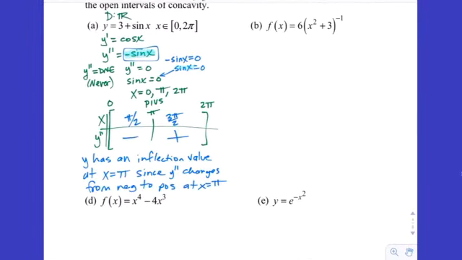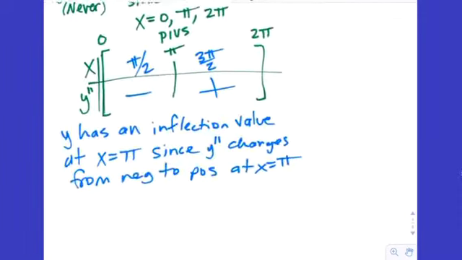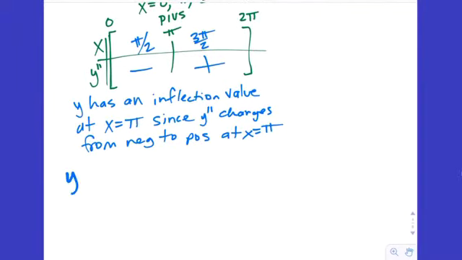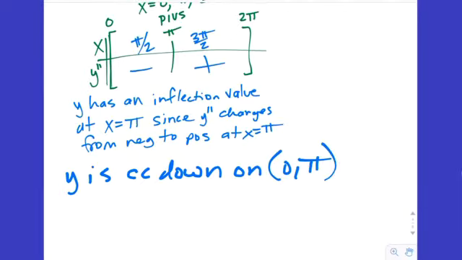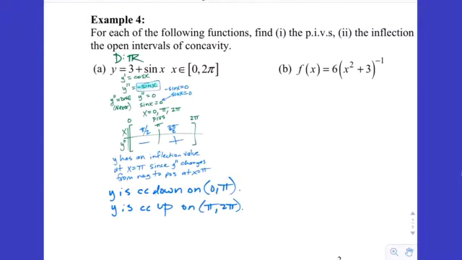And now intervals of increasing, decreasing, that pretty much comes for free as well, right? So here we go. Y is concave down on the open interval from where to where? 0 to pi. And that's where you have to be careful. You can't just say for x less than pi, right? If you're ever given a closed interval, you have to keep that in mind. And Y is concave up, sorry, we already did down, on the interval from pi to 2 pi.